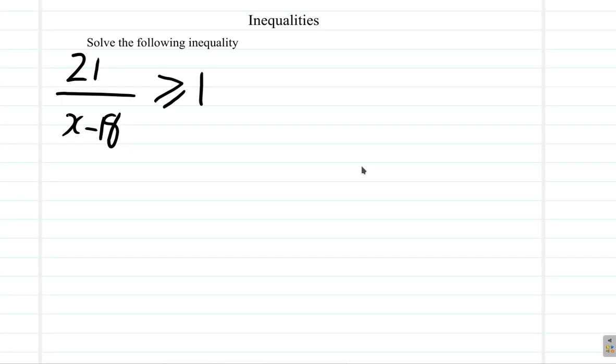We want to solve this inequality. But just before we solve it, let's be reminded that when it comes to inequalities, anytime you multiply both sides by a negative number, the signs must switch around. And if you multiply by a positive number, the sign remains.